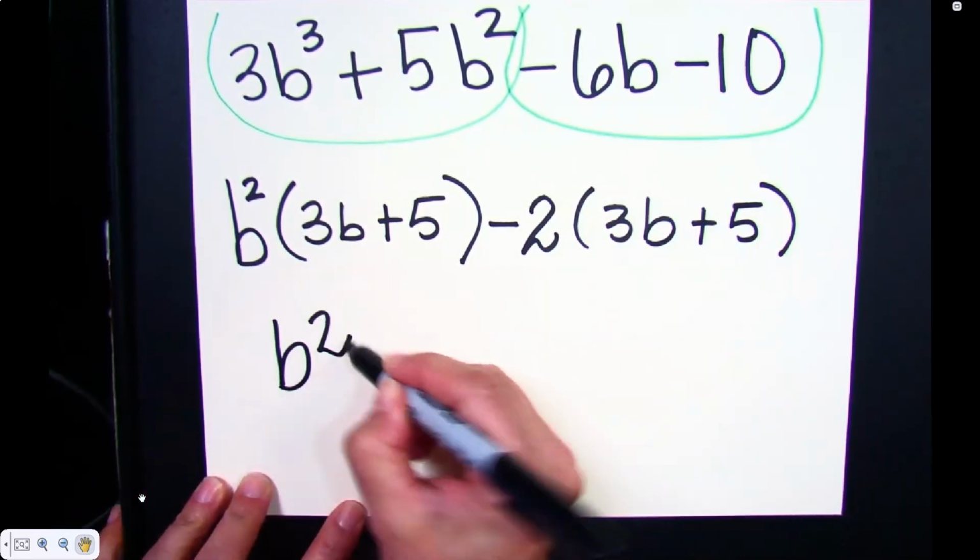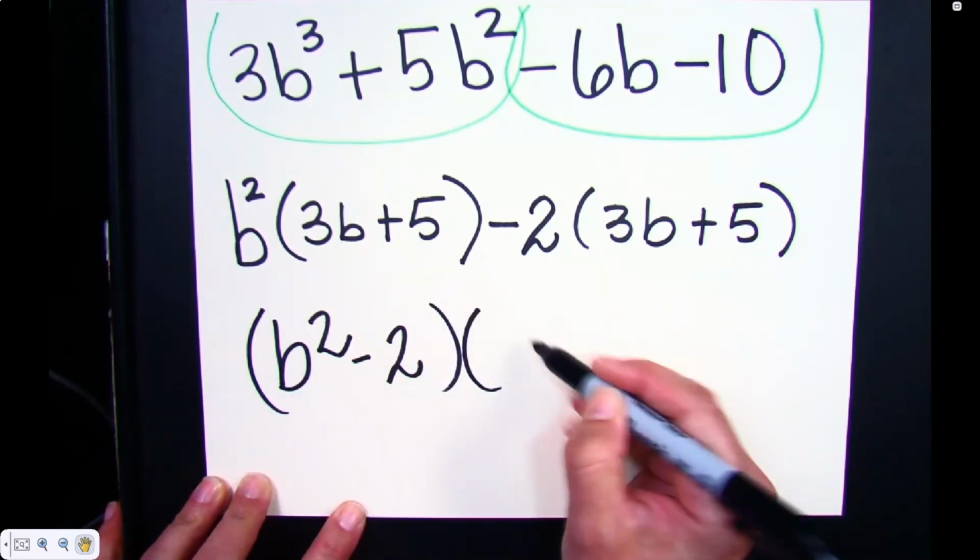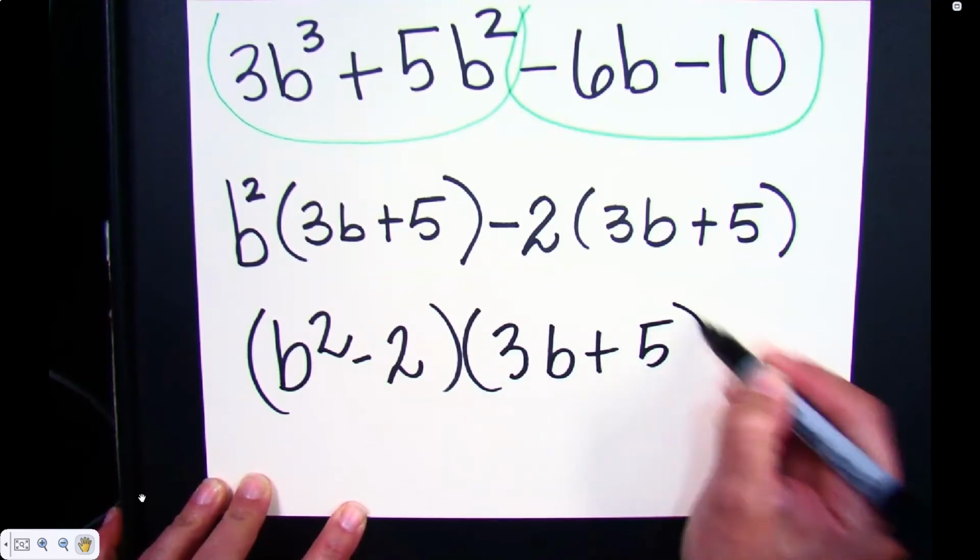All right, here we go. So this is b squared minus 2 for the first factor, and my other factor matches perfectly, so it's 3b plus 5.